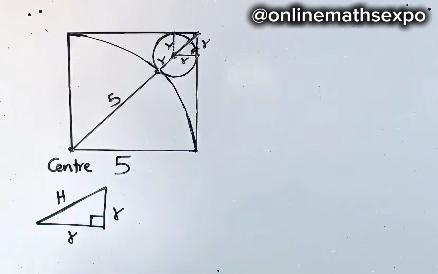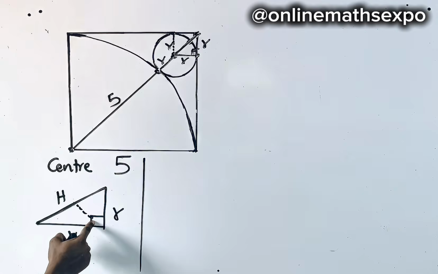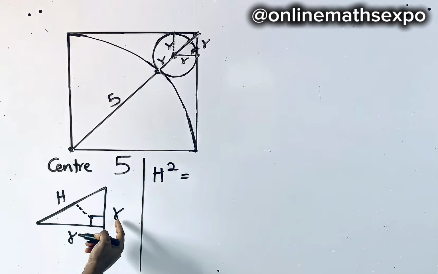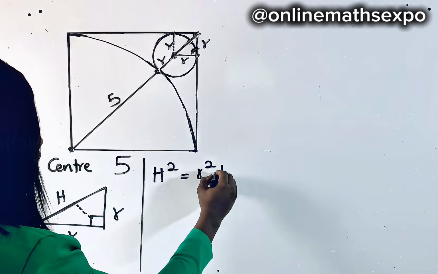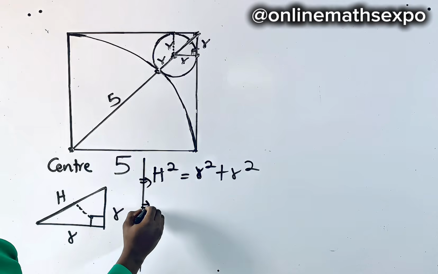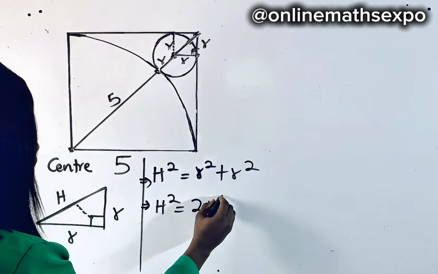Applying our Pythagorean theorem, the longest side, which is the side opposite to the right angle, squared, should be equal to the square of the two legs summed. So we square r and also square r. Simplifying this, h squared is equal to 2r squared.